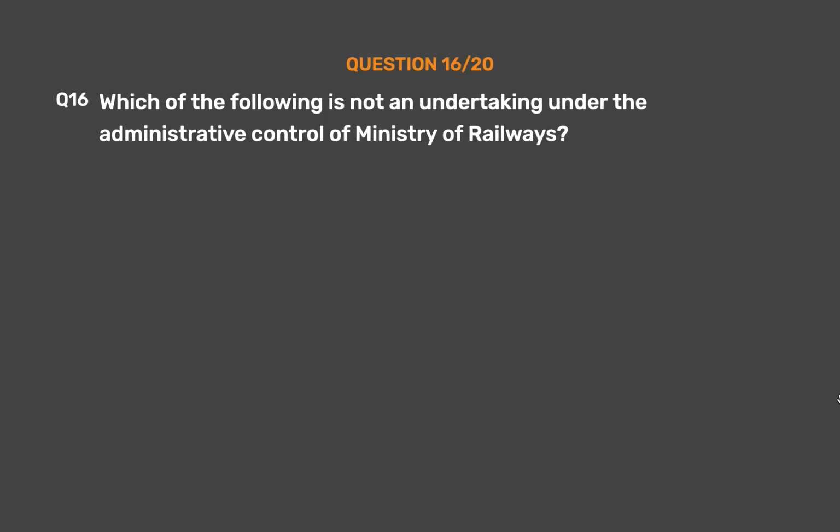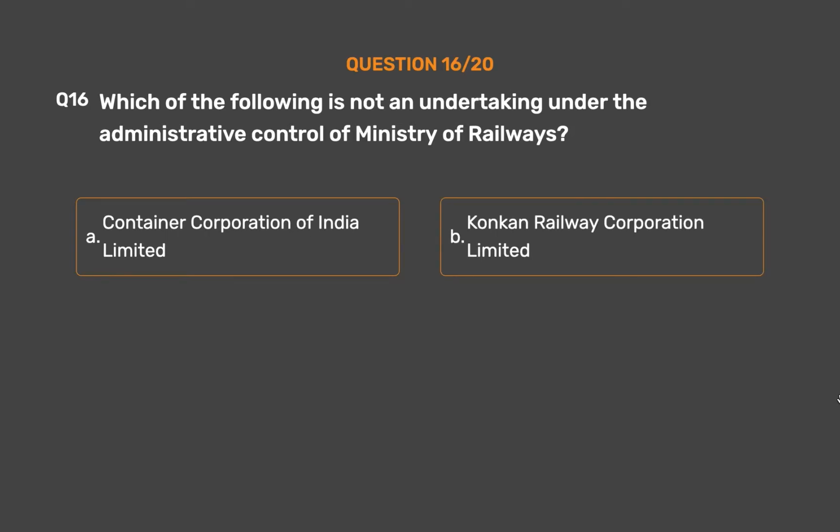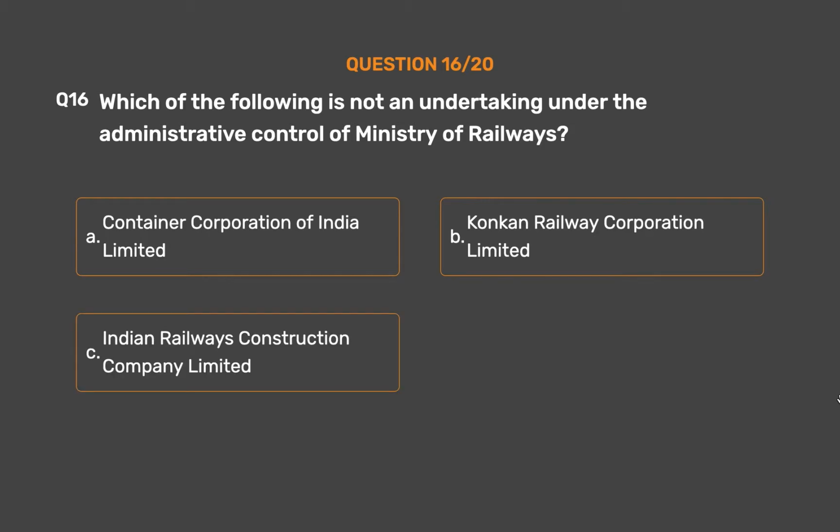Question number 16. Which of the following is not an undertaking under the administrative control of Ministry of Railways? Option A, Container Corporation of India Limited. Option B, Konkan Railway Corporation Limited. Option C, Indian Railways Construction Company Limited. Option D, Diesel Locomotive Works, Varanasi.